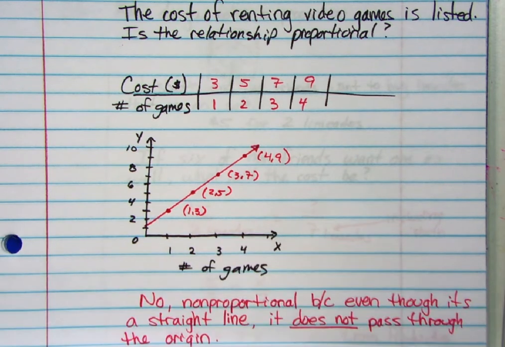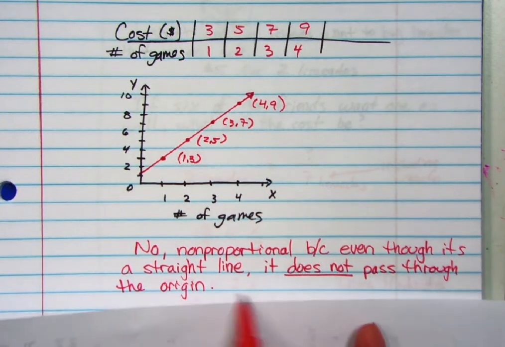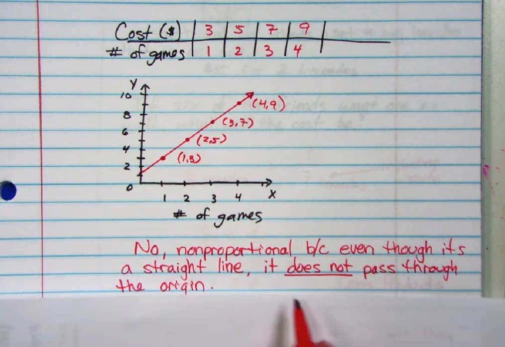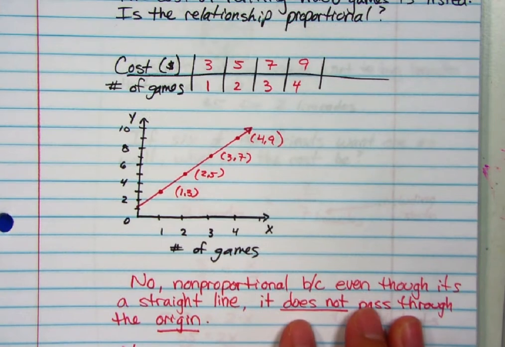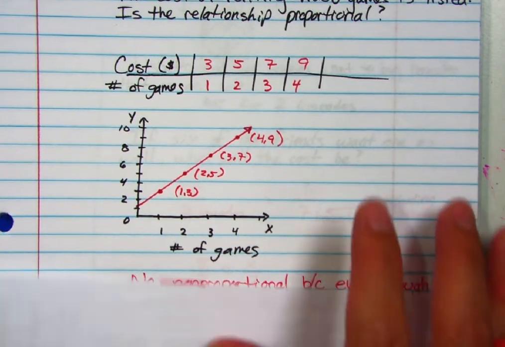Well, that's good. However, they're not proportional, because even though it's a straight line, it does not pass through the origin. It's got to start at (0, 0), right? So we can tell here that it didn't start at (0, 0).